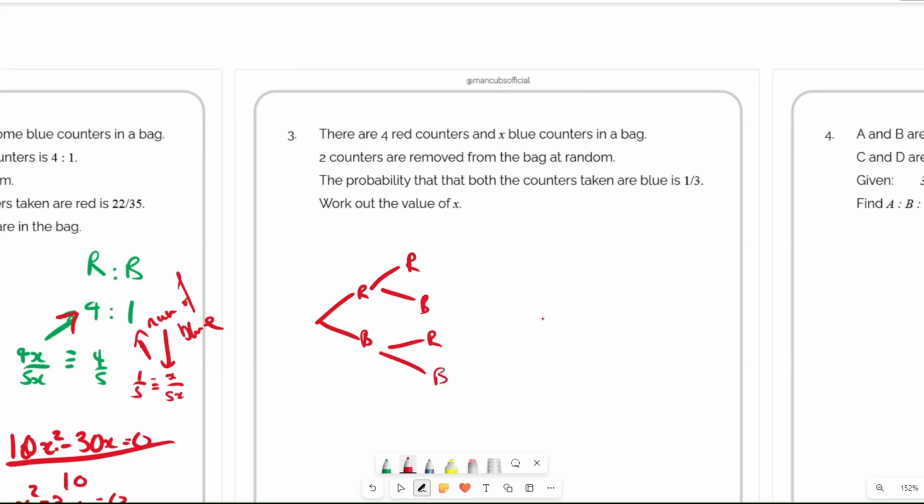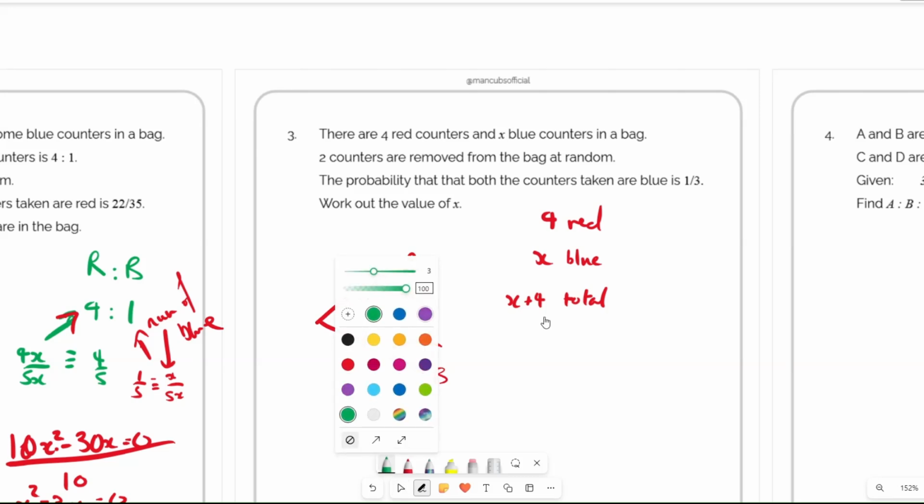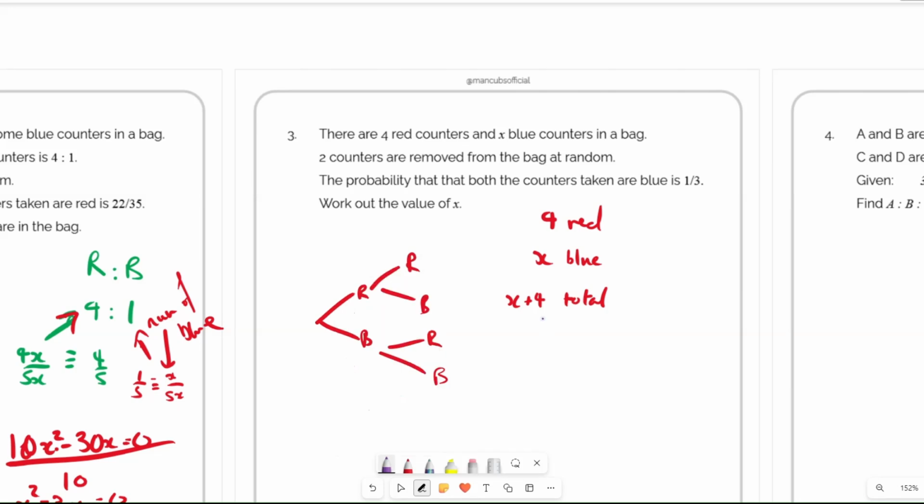We know the quantities, don't we? So we know that there are 4 red, x blue. Since we know there are only red and blue in the bag, we can work out what our total is going to be. It's just going to be red plus blue, which is 4 plus x, or x plus 4 as I'm going to write it. The probability that both counters taken are blue is 1/3. So we can write 1/3 here, like that.